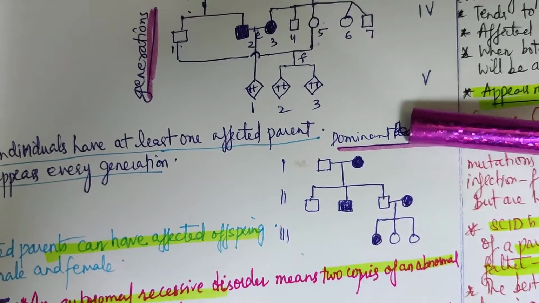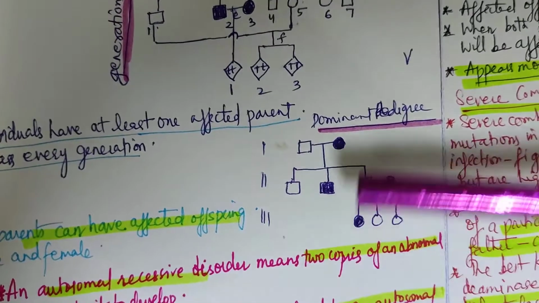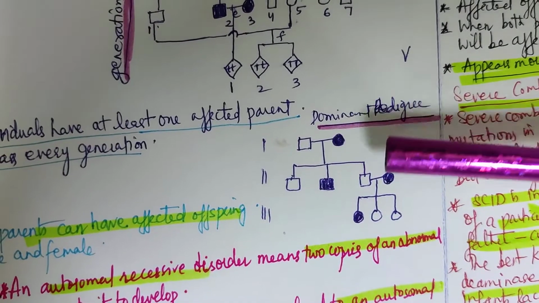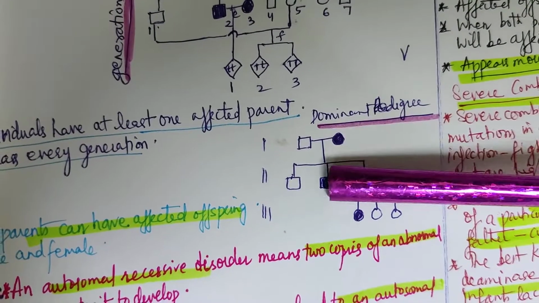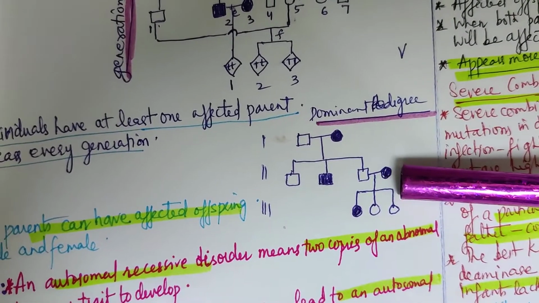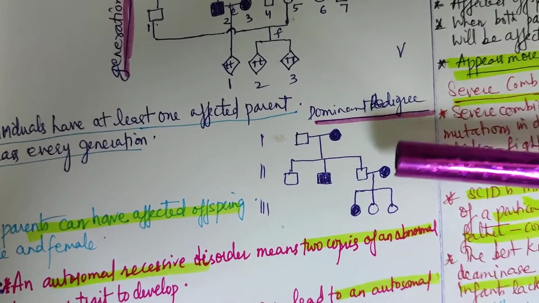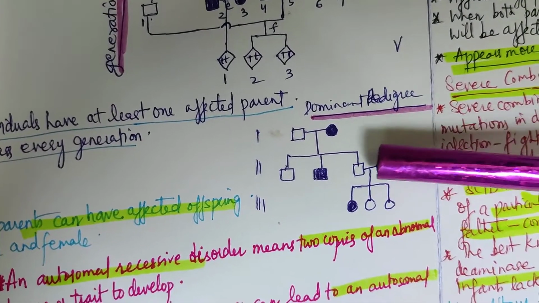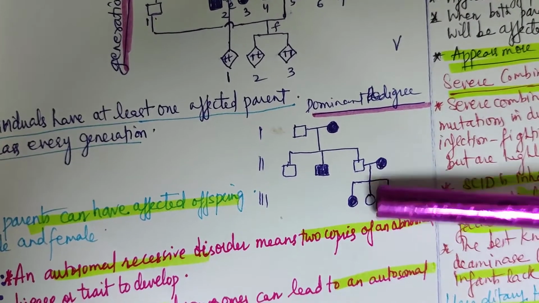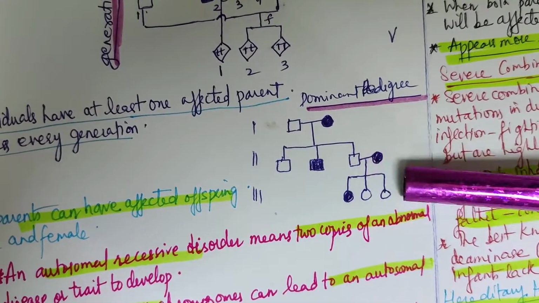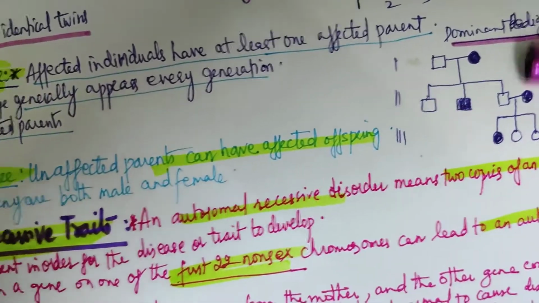Dominant pedigree is shown like this: the first generation, second generation, third generation. In the first generation, the mother is affected. Then in the next offspring, a son and daughter are affected. Then in the next generation, when the daughter gets married, out of 3 daughters, 1 daughter is affected. So this is a dominant pedigree.